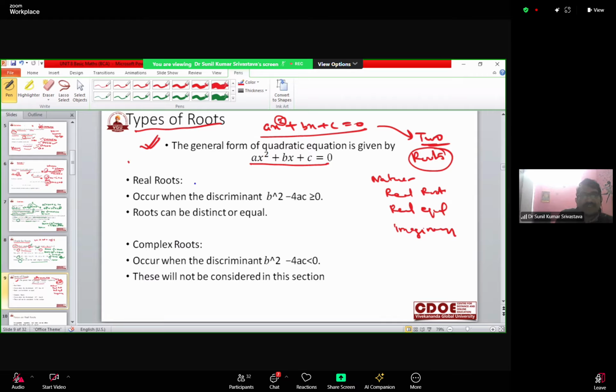So for this quadratic equation, first of all, we have to find out a discriminant. That is known as the discriminant value. The discriminant is given by b square minus 4ac. We have to just find out the discriminant. If the discriminant is positive, the roots can be distinct.